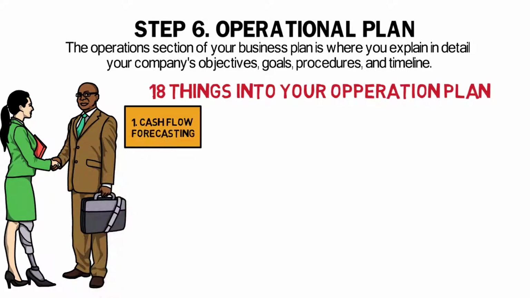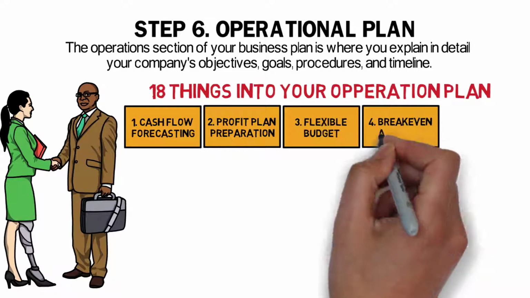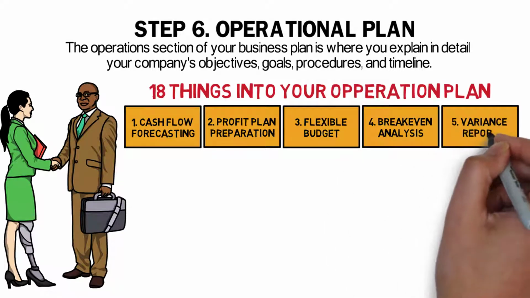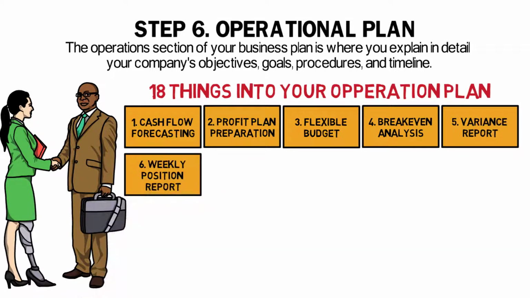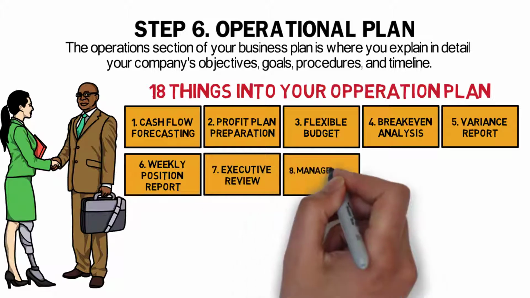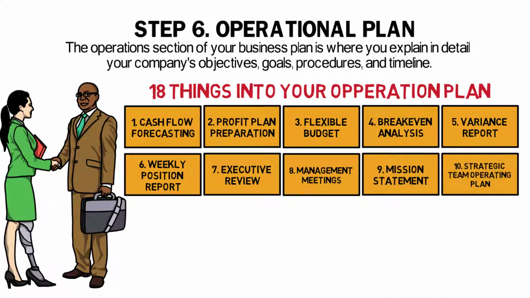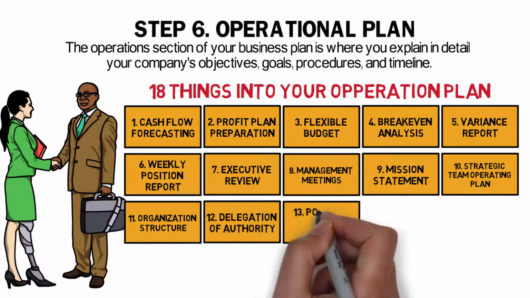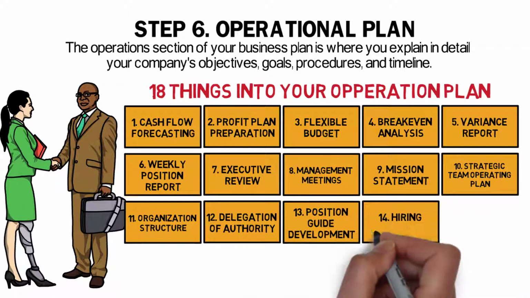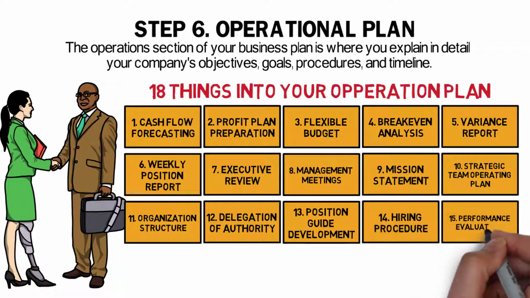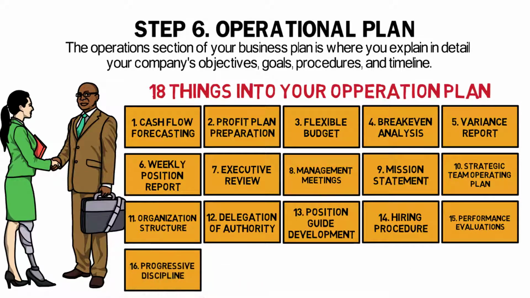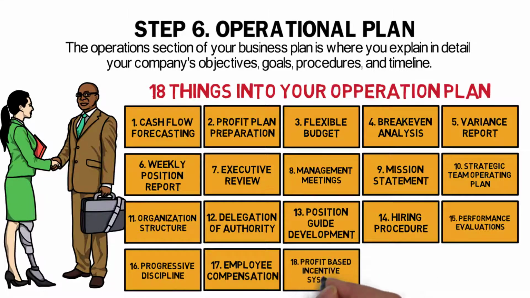1. Cash flow forecasting. 2. Profit plan preparation. 3. Flexible budget. 4. Break-even analysis. 5. Variance report. 6. Weekly position report. 7. Executive review. 8. Management meetings. 9. Mission statement. 10. Strategic team operating plan. 11. Organization structure. 12. Delegation of authority. 13. Position guide development. 14. Hiring procedure. 15. Performance evaluations. 16. Progressive discipline. 17. Employee compensation. And 18. Profit-based incentive system.